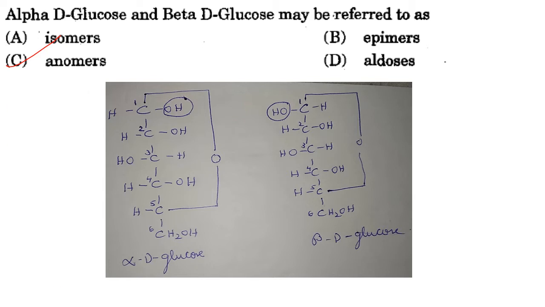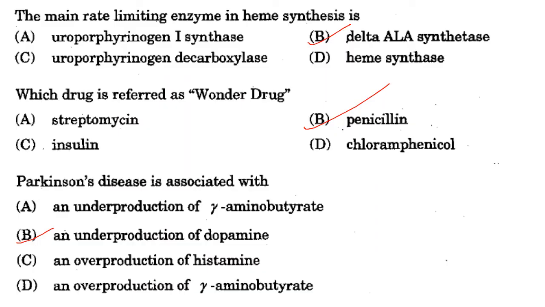So answer is anomers. Option C. Then next one. The main rate limiting enzyme in heme synthesis is.